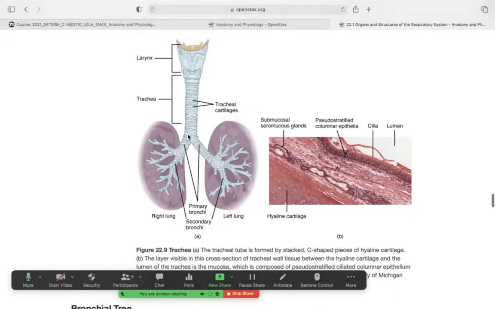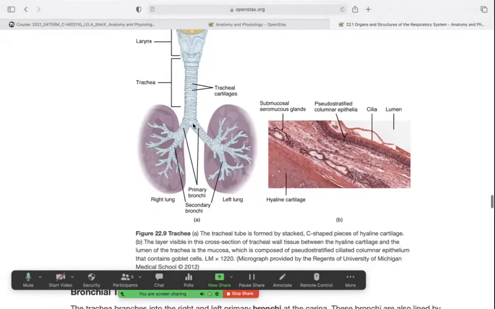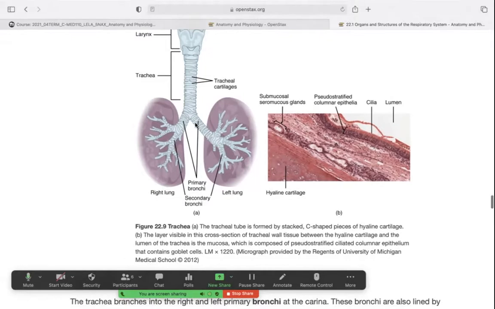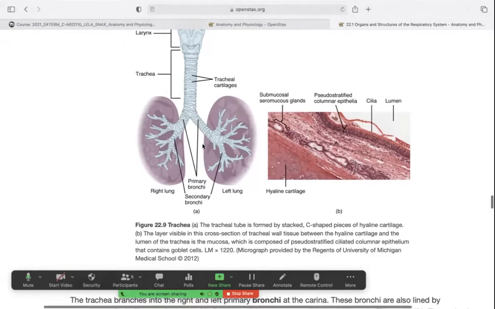Oh, by the way, this fork in the road is called your carina, C-A-R-I-N-A. And then you have the right main stem bronchus, also known as your right primary bronchus. And then you have your left primary bronchus. What did I mention before? The right one is more prone to foreign body than the left main stem bronchus.